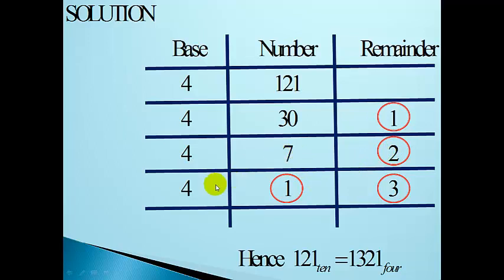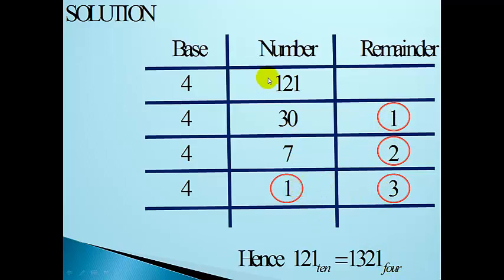Now 7 divided by 4 is equal to 1, and the remainder is 3. Why is the remainder 3? Because 1 times 4 equals 4, and the difference between 4 and 7 is 3. Now because 1 is less than the base, we stop here and write it as follows. We have 1, 3, 2, 1 base 4. This means that 121 base 10 is equal to 1, 3, 2, 1 base 4.